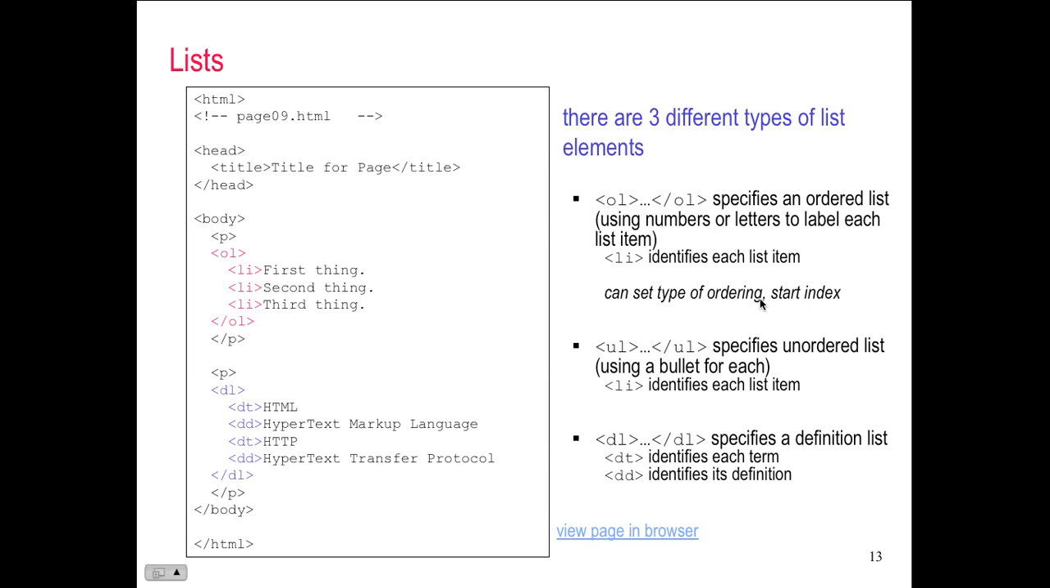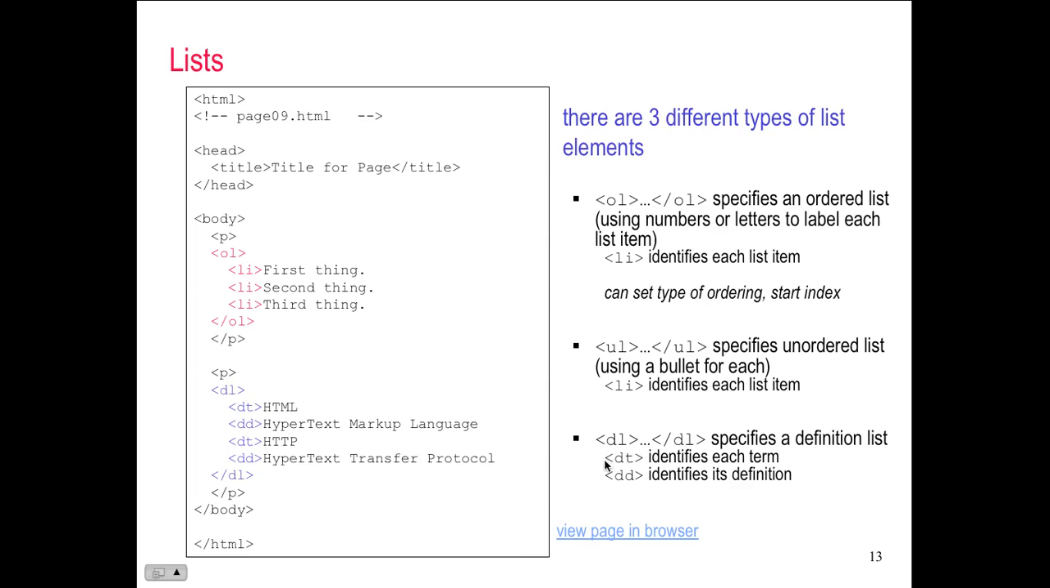You can set it for ordering starting at an index as well. So start the order at 5. Start the order at 6. Use numbers. Use characters. And then the unordered list specifies it with a bullet. So the list item itself identifies each item. And then the DL for definition list.